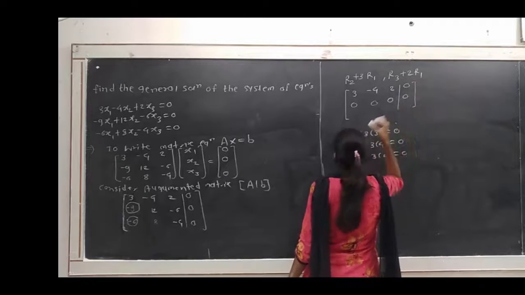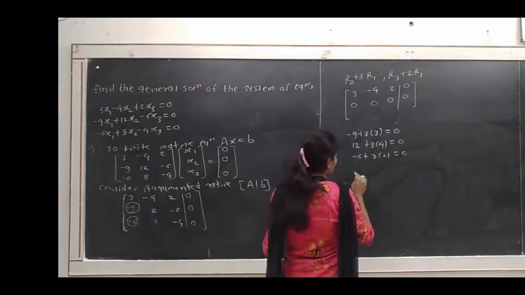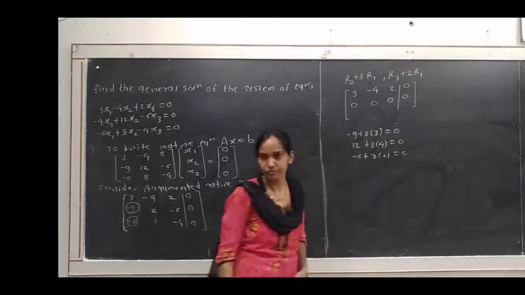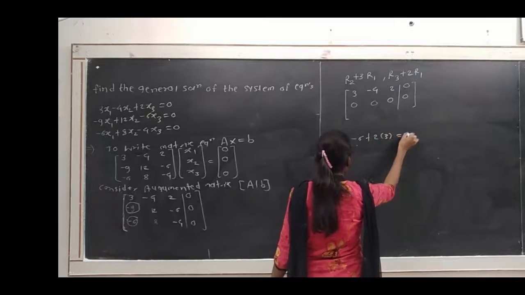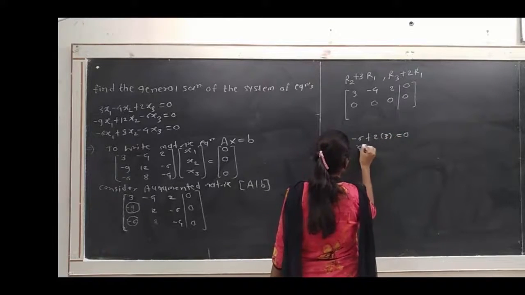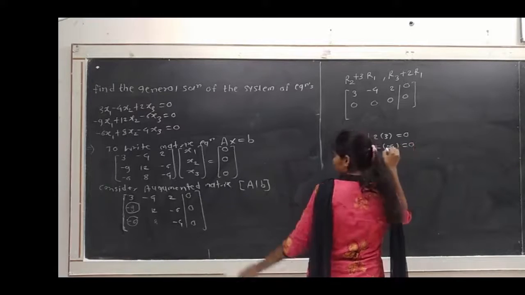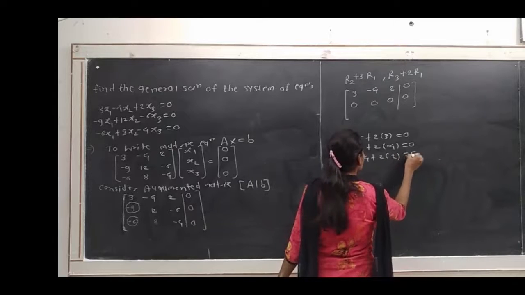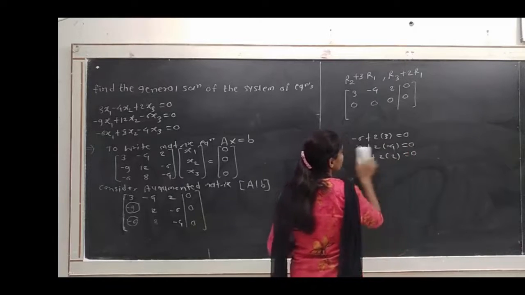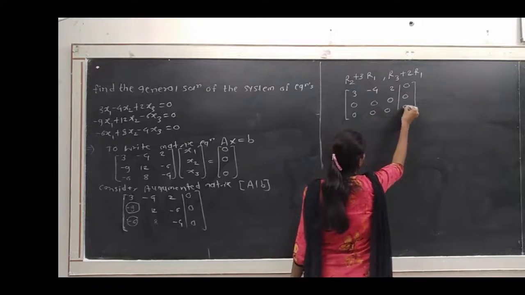For the third row, the entries are: minus 6 plus 2 into 3, which gives 0. Then 8 plus 2 into minus 4, again 0. Then minus 4 plus 2 into 2, again 0. So the third row is 0, 0, 0 and 0.